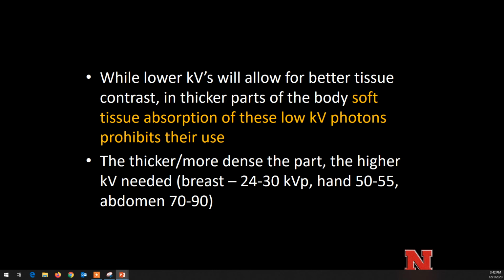So for thicker, more dense parts, you have to use a higher average kVp. Like in the breast, you'd use 25 to 30. In a hand, you use maybe 50 to 55 because you have bones there that are denser. And in the abdomen, because you have so much soft tissue and absorption, to get adequate penetration with the amount of radiation you're using without causing a skin burn, you have to use higher energies, like in the 70 to 90 range.